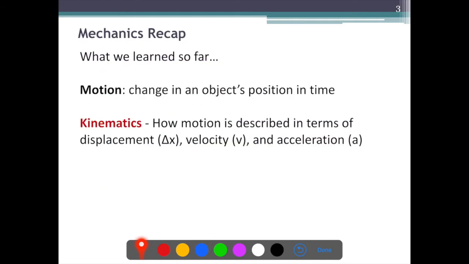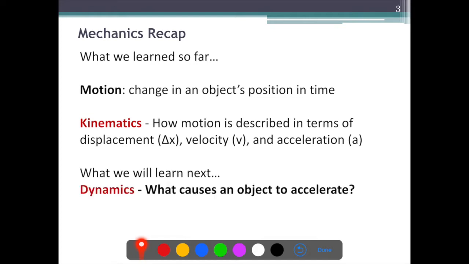But so far, we have been talking about motion. We learned how to describe an object's motion in terms of its displacement, velocity, and acceleration. And this branch of mechanics is what we call kinematics. However, we did not really deal with what causes the object to move in the first place. So here we will now learn about dynamics, which deals with the causes of an object's motion.